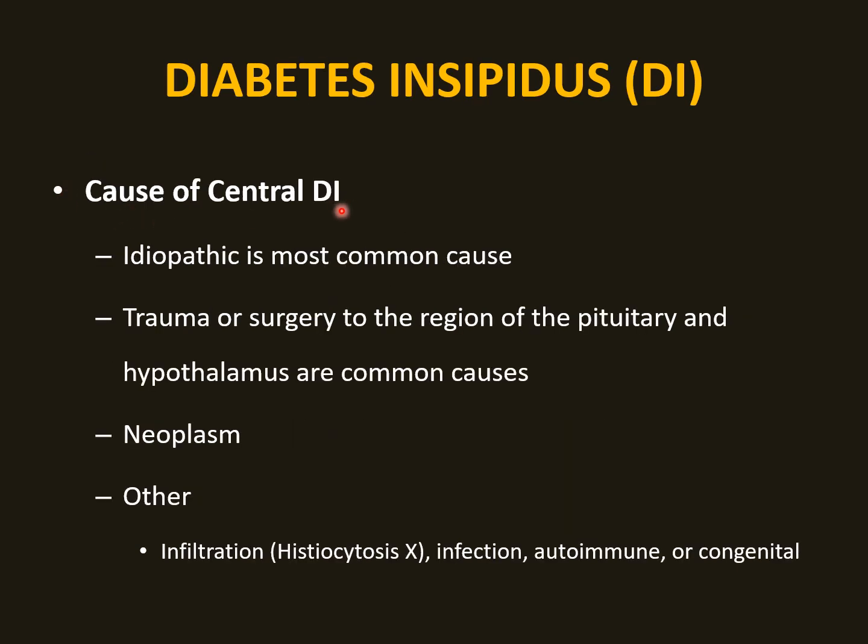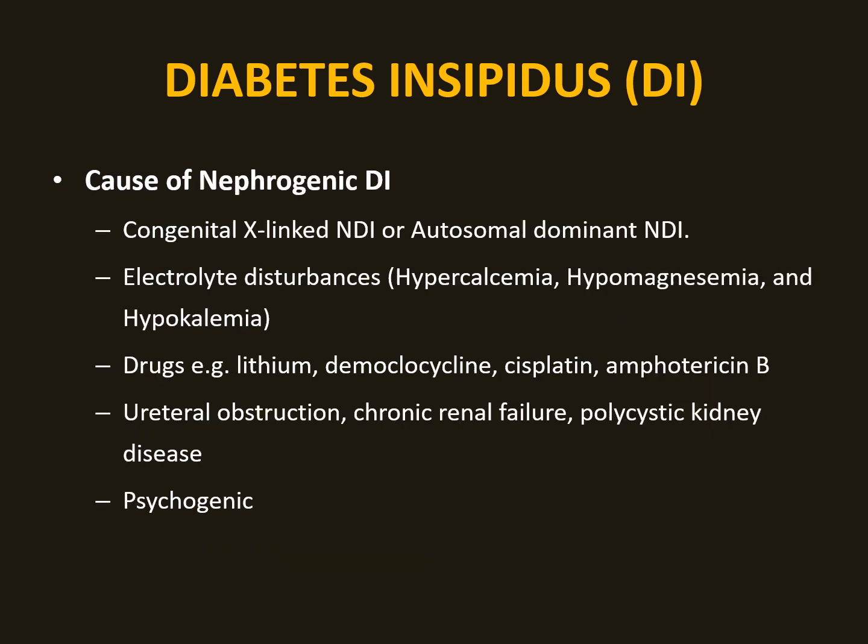The most common cause of central diabetes insipidus is idiopathic. Other causes are trauma or surgery to the region of the pituitary or hypothalamus, neoplasm or cancer of the brain, infiltration like histiocytosis, infection, autoimmune or congenital diseases. Causes of nephrogenic diabetes insipidus are congenital X-linked or autosomal dominant nephrogenic diabetes insipidus, electrolyte disturbance, drugs like lithium, which is very common, and demeclocycline, urethral obstruction, chronic renal failure, polycystic kidney disease, and psychogenic causes.